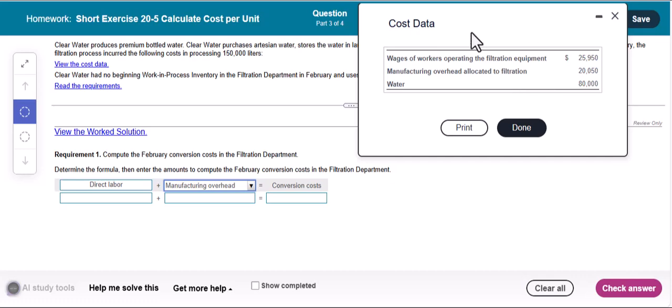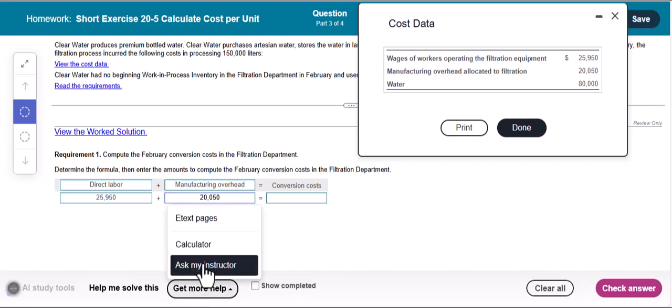So in this box over here, which one of these is direct labor? So it's going to be this wages of workers operating the filtration equipment, this 25,950. So we can copy and paste that down here for the direct labor. And then what is manufacturing overhead? That's pretty easy. It's the next one down. Manufacturing overhead allocated to filtration, which is this 20,050. So we'll add that in.